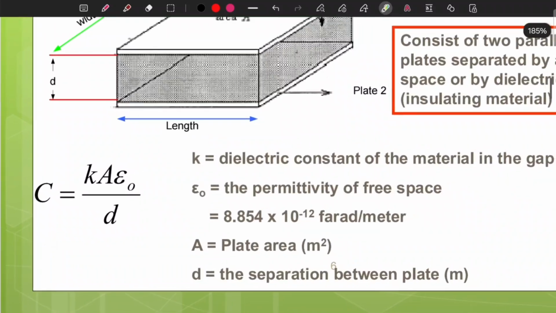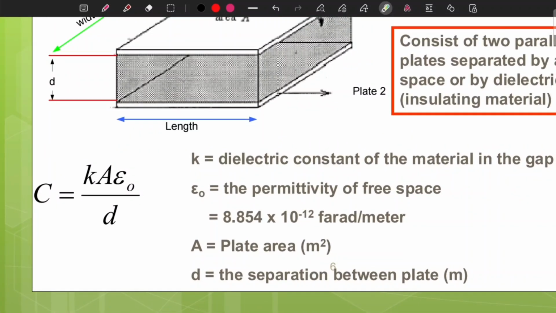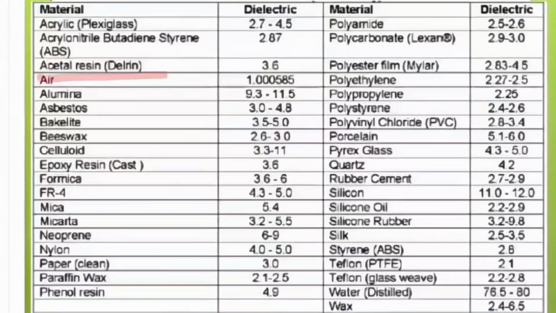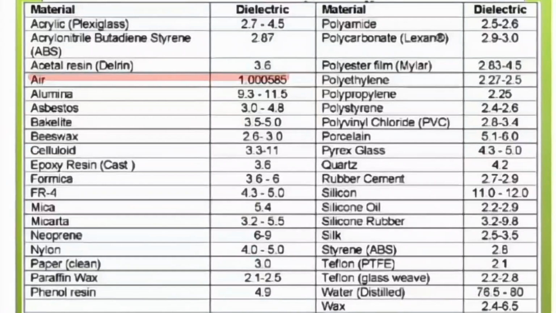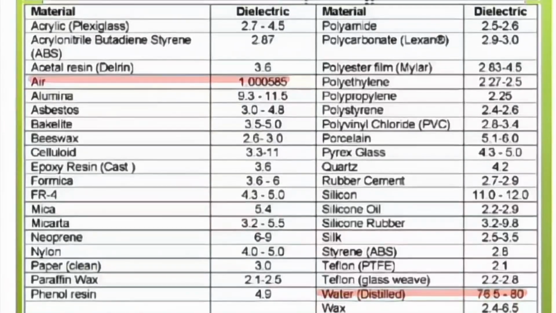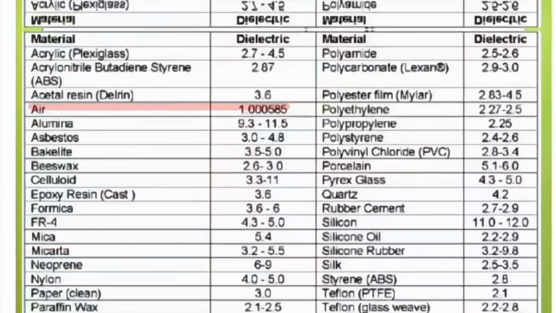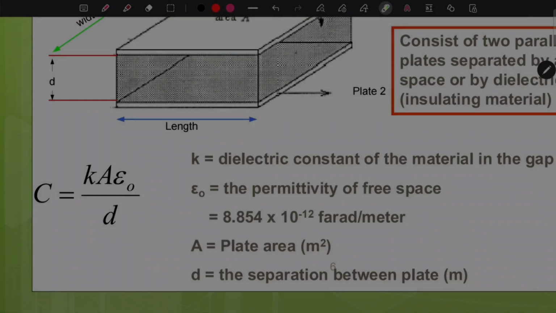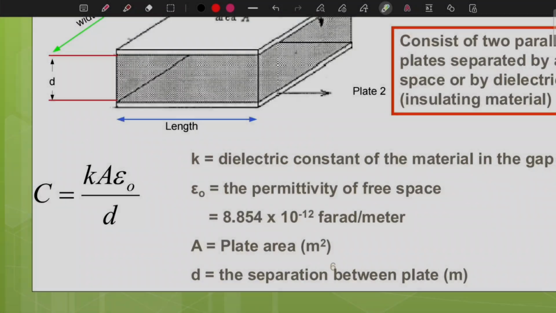We have here the dielectric constant of the material in the gap. It changes with the material that you are using. If you have air, for example, the value is 1, but if you use water, the value is around 80. So it has a much higher dielectric constant compared to air. Then we have A, which is the plate area, but what we can also say is the effective overlapping area of the plates. This refers to the area of the capacitor plates that are directly facing each other and can contribute to the electric field.